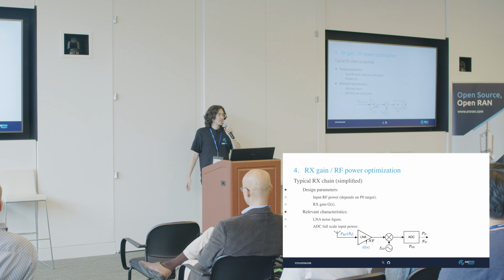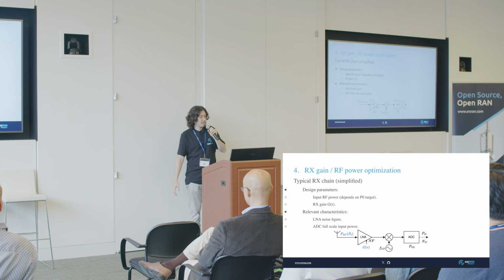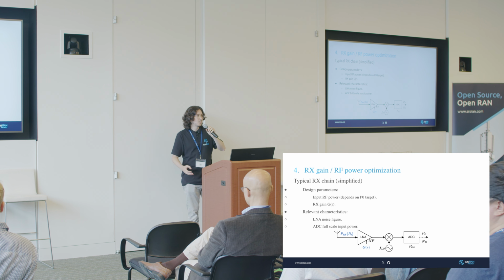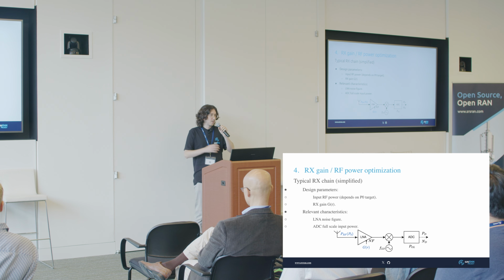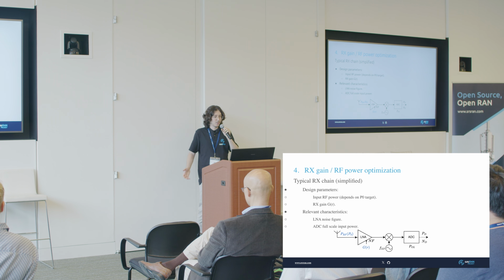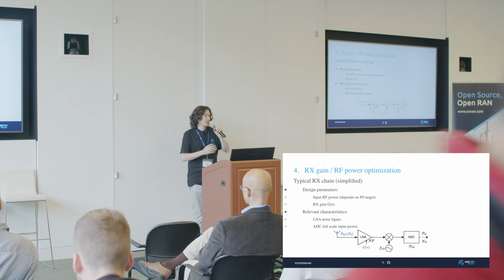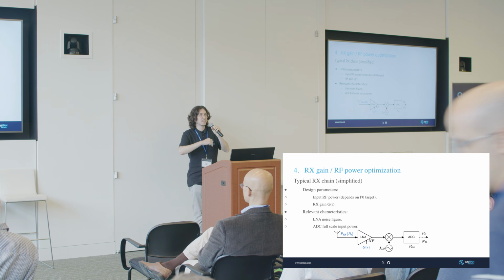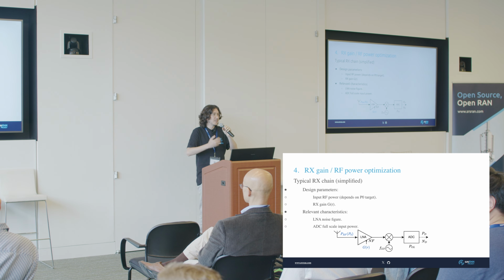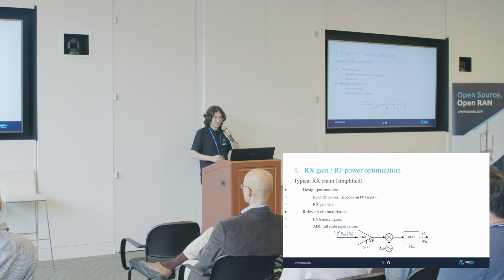And the relevant characteristics of the receiver chain are the LNA noise figure and the maximum signal level that our analog to digital converter can sample, which we call the full scale input power. So if the signal reaching the analog to digital converter goes above this value, it is saturating and we no longer get past this because we have reached the maximum bit depth of the analog to digital converter.